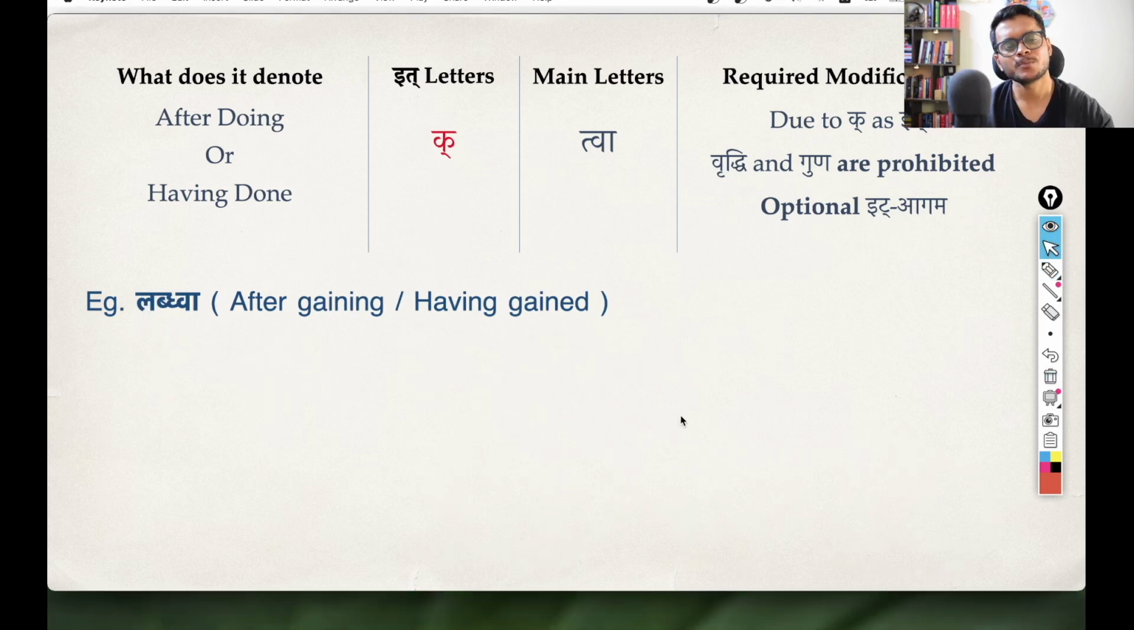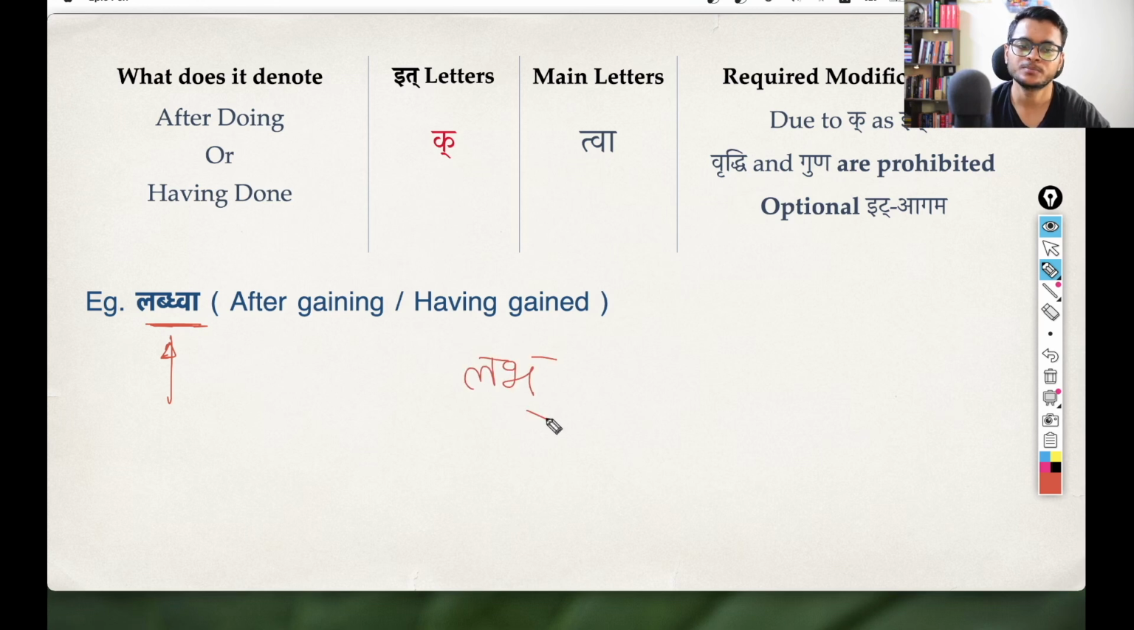And we will take one more example. And our example pada is labdhva. And labdhva means after gaining, having gained. And this labdhva is coming from labh dhatu. Okay, a lot of you will be familiar with this dhatu. Labh dhatu means to gain, to get something, right? And we are again going to modify this dhatu using twa suffix.